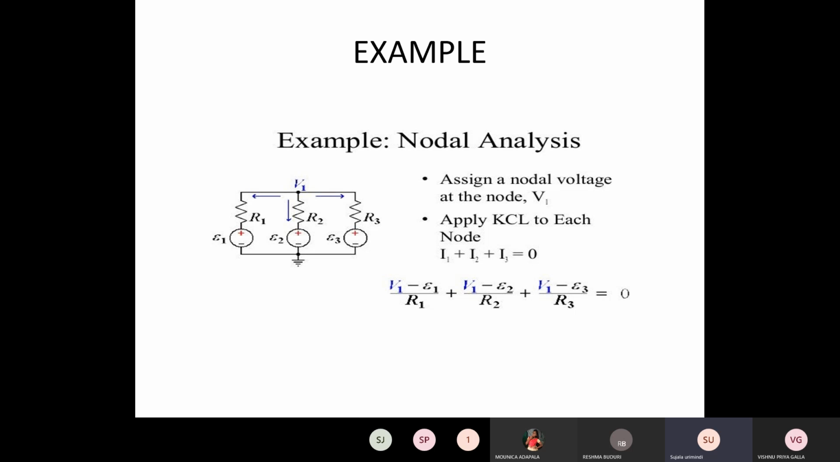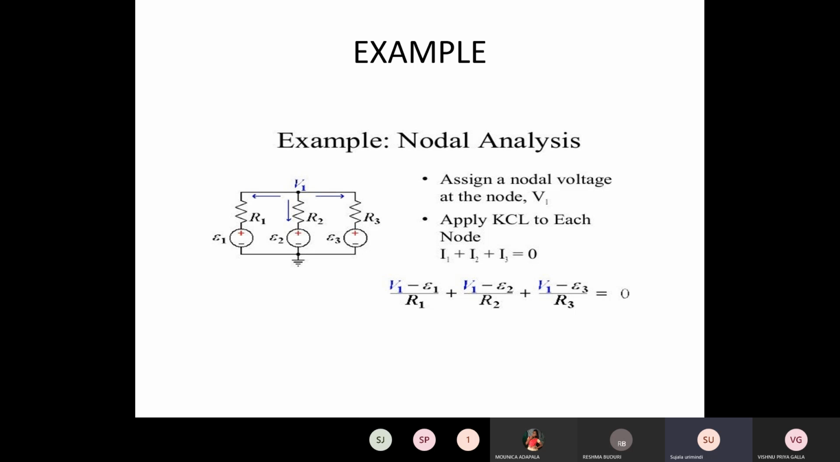We say there is Kirchhoff's current law and Kirchhoff's voltage law. Kirchhoff's voltage law means the algebraic sum of the voltages is equal to 0, and Kirchhoff's current law means the algebraic sum of the currents is equal to 0. But the voltage law belongs to the loop analysis, and the current law belongs to the nodal analysis. In the voltage law, we take the preference of the loops. In the current law, we take the preference of the node.